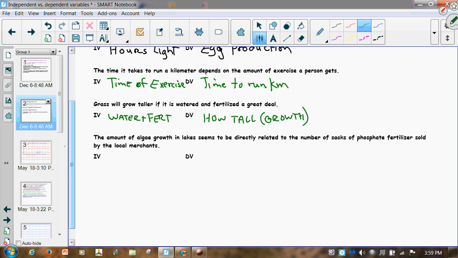But just for a simple graphing case like this, the sacks of phosphate would be the independent variable, okay? Sacks of phosphate. Just kind of squeeze it in there, and the amount of algae would be the dependent variable, okay? And so there's just some simple cases.